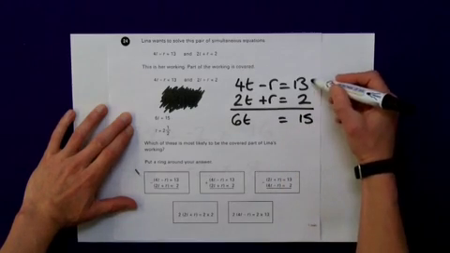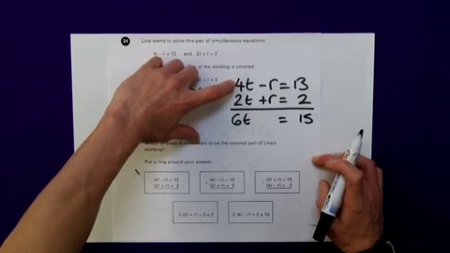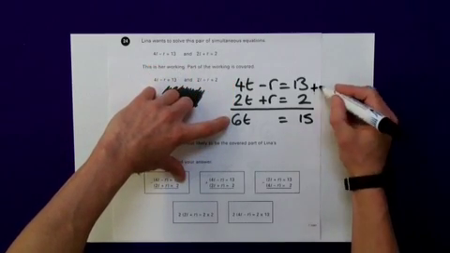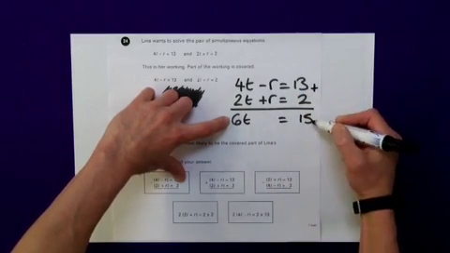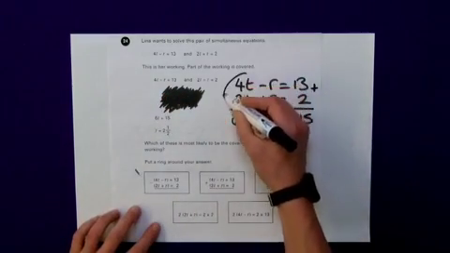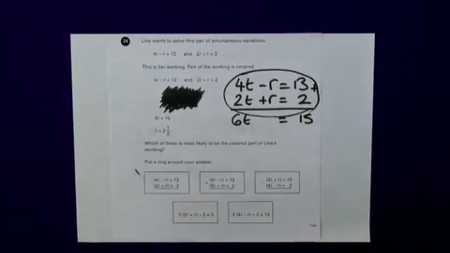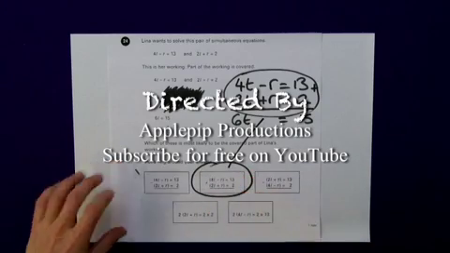So what has she done here? She added or subtracted? Well, to me, it's an addition. 4t plus 2t is equal to 6t. Minus r plus r will give me 0 here. 13 plus 2 is 15. So that is what she's done with her working. So let's find it on here. And it is, in fact, that one there. I hope that helps.